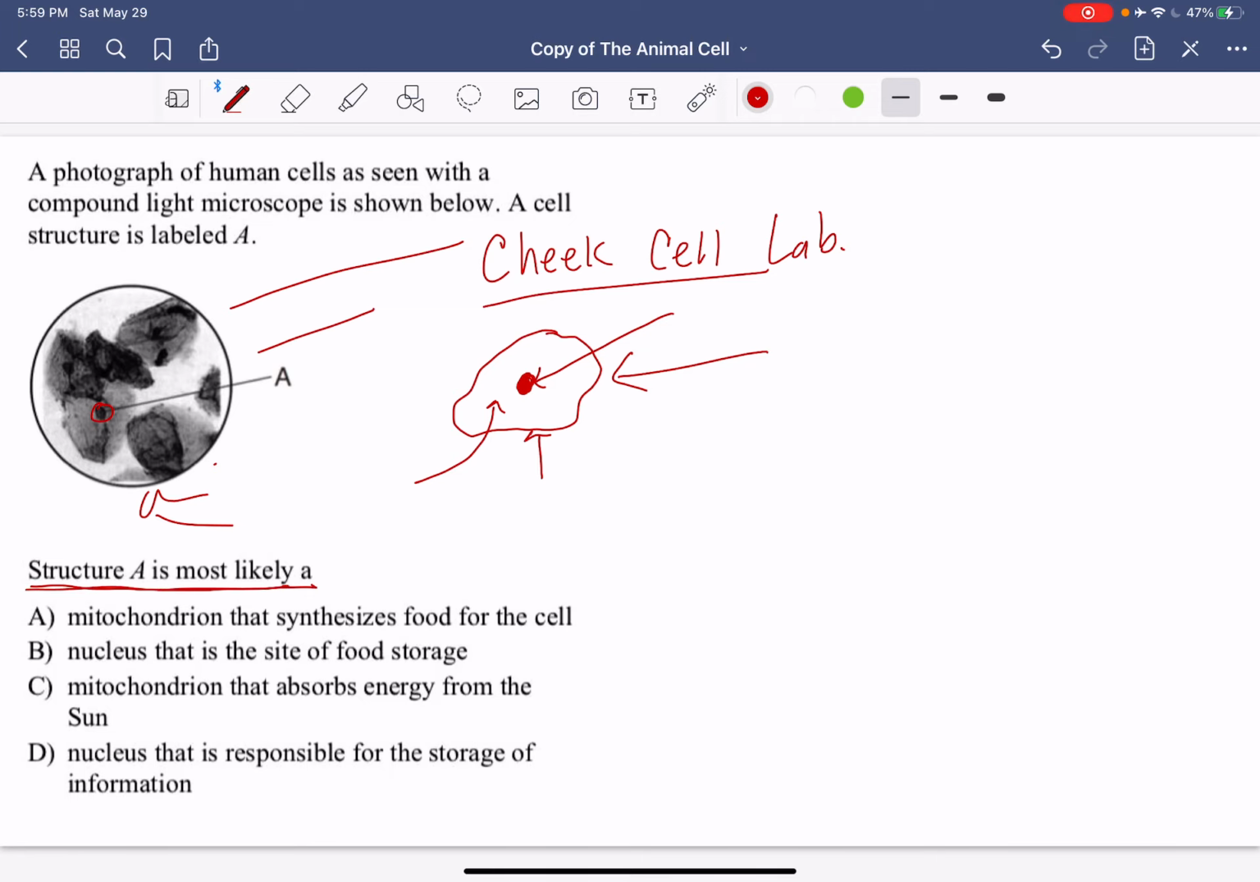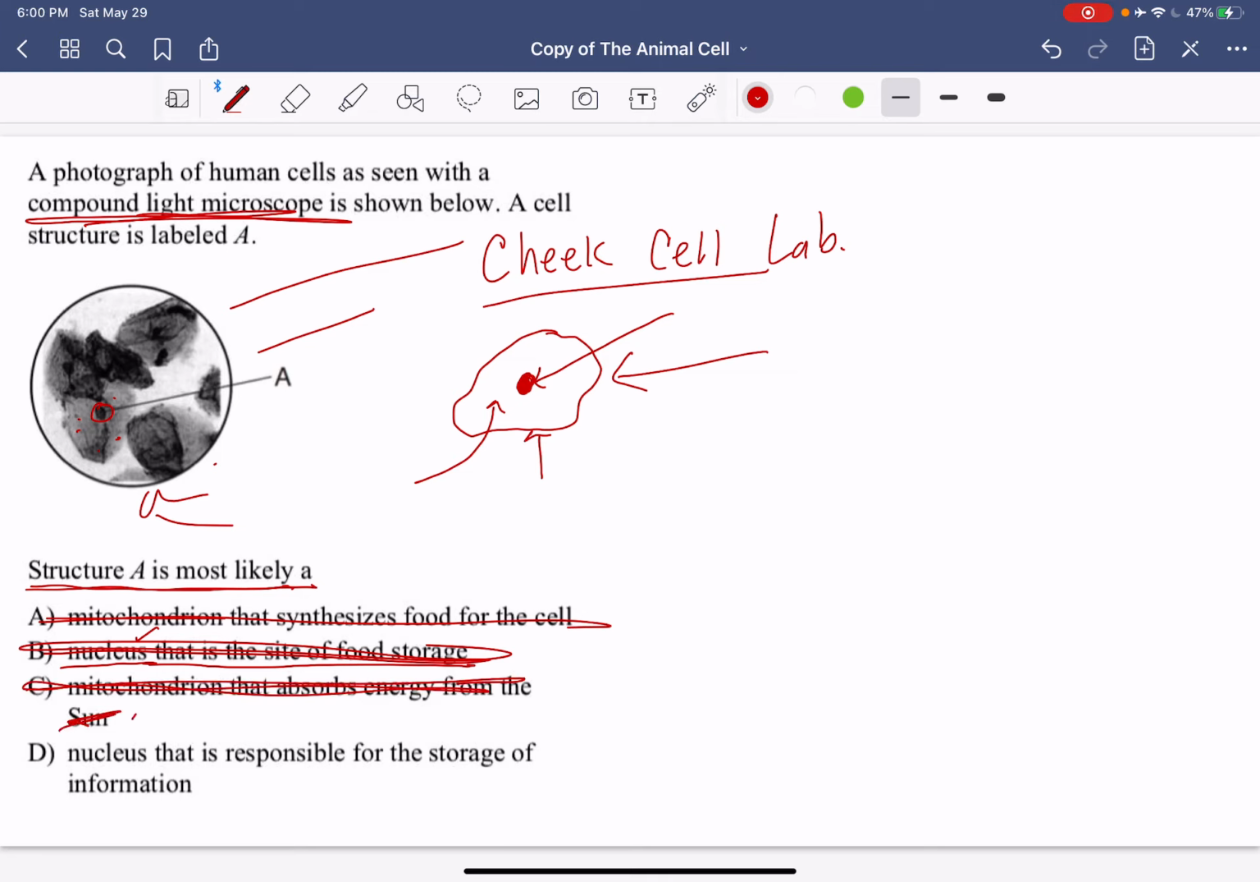Structure A is most likely the nucleus, it's not the mitochondria. We don't have the technology to use the compound light microscopes in your school to see a mitochondria. That's too complex. You can't see it. The nucleus, yes, but let's see if what they're saying is correct. It is the nucleus, but is it the site of food storage? Nope, that's incorrect. We already know it's not the mitochondria, so don't even try us.